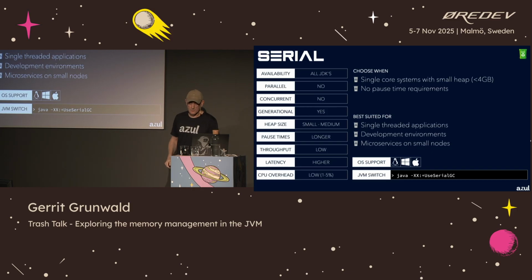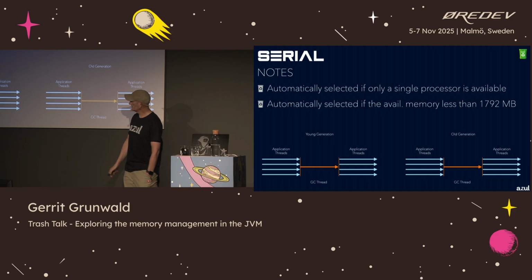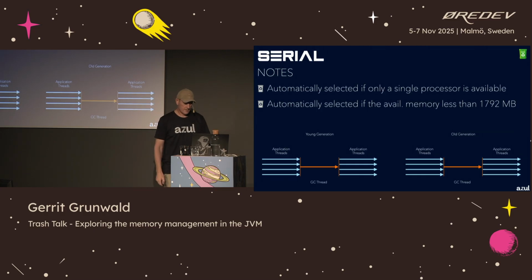And who's working with microservices here? Okay, because then I have something for you. Let's take a look at this. If you use a node with just 1 CPU, or if it has less than 1.8 gigabytes of RAM, and you don't specify a garbage collector, you will get this one. It's not G1, right? Why is that a problem?